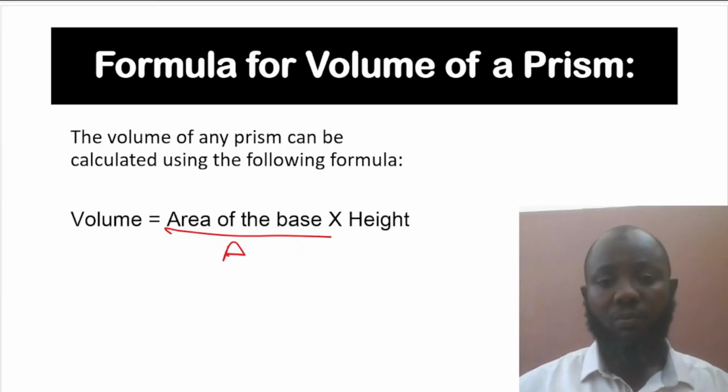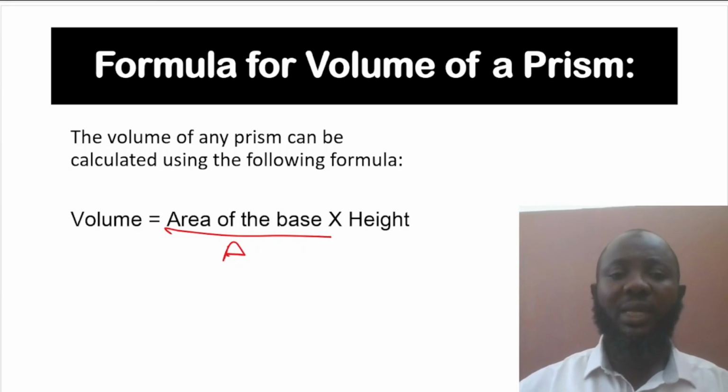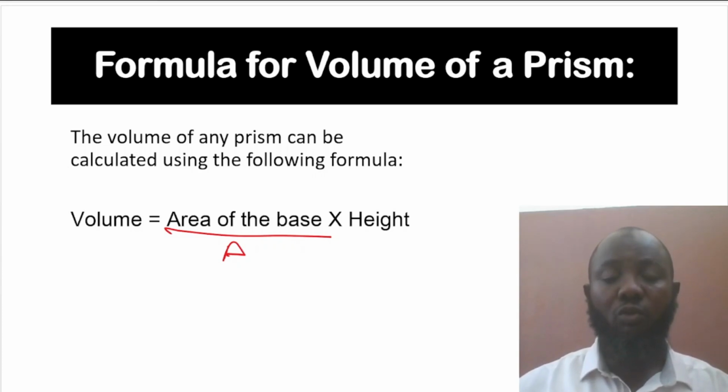So that's the reason why, if you have observed, the volume of a cylinder, which is a form of prism that has a circular base, is pi r square h. Pi r square there is the area of the circular base. Then multiply by the height of the cylinder, which gives you pi r square h. I hope this is clear.